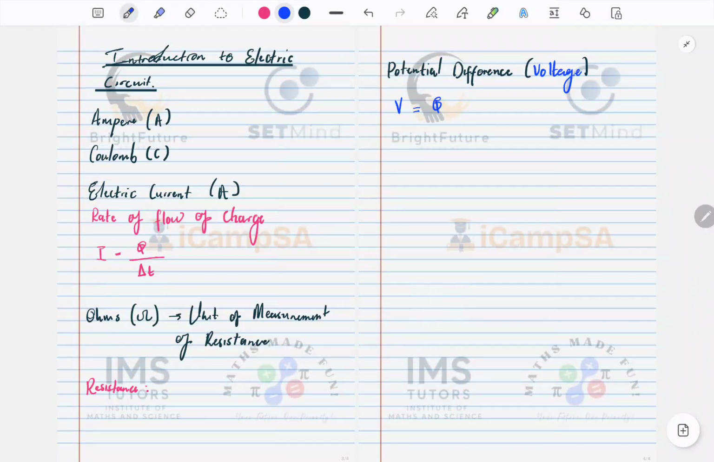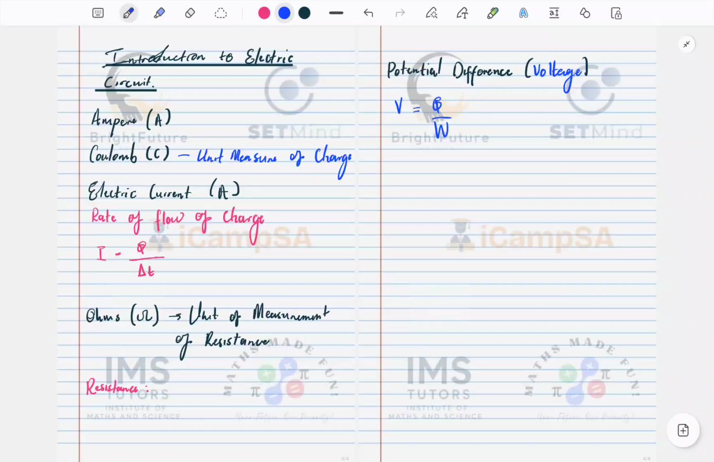The charge is in coulomb here, the unit of measure of charge. So now this is Q, then this is going to be over W, which is work.